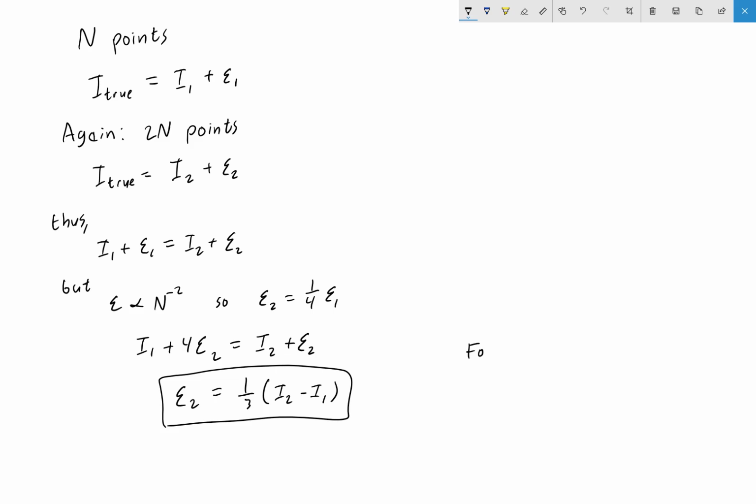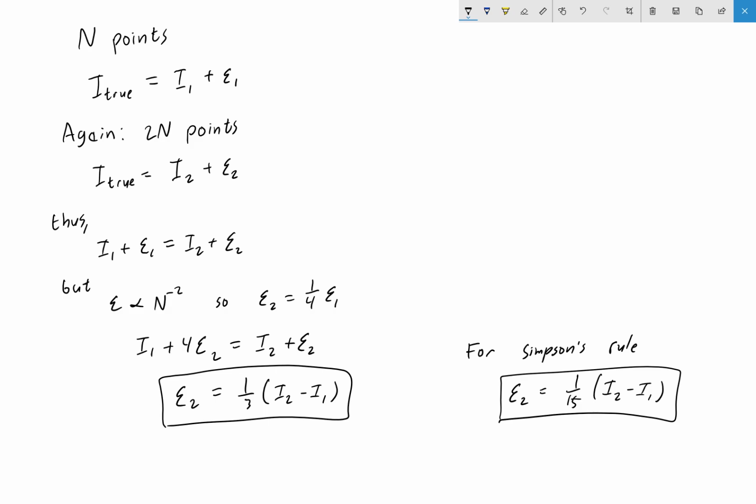As you might guess, we have a slightly better version for Simpson's rule. Better as in more accurate. For Simpson's rule, the way you calculate the error is take 1/15 of I2 minus I1.